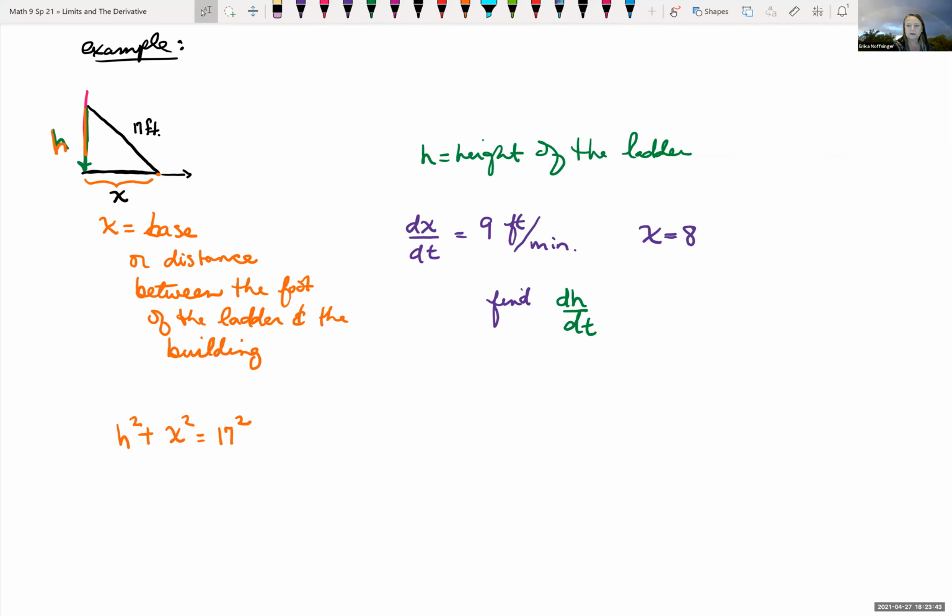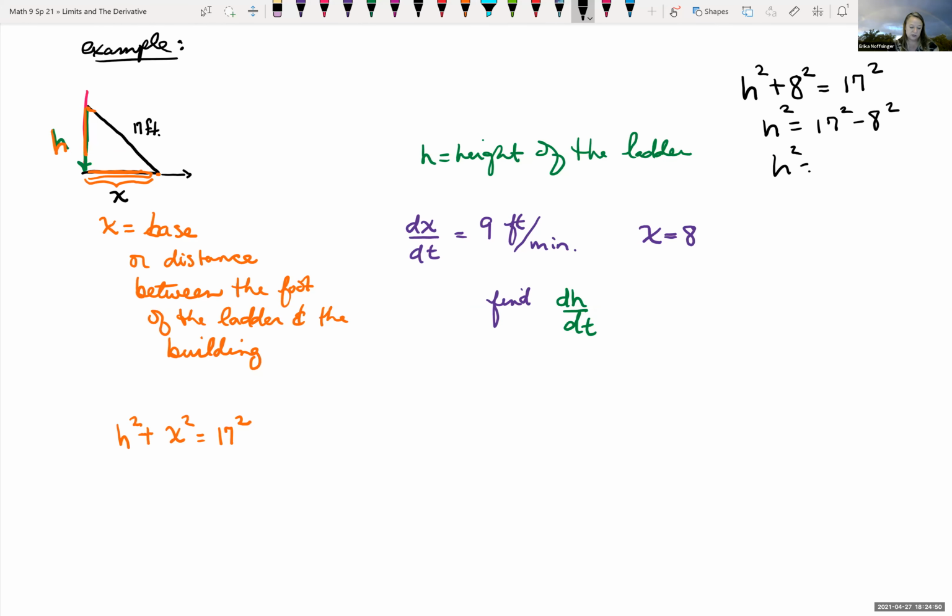Let me just pause for a sec. So we need to find one more variable, and we can do that because we can figure out what h is, what height of the building that ladder reaches when this is 8 feet away, because of that Pythagorean theorem. So I know h squared plus 8 squared is equal to, that ladder is 17 squared. So h squared is equal to 17 squared minus 8 squared.